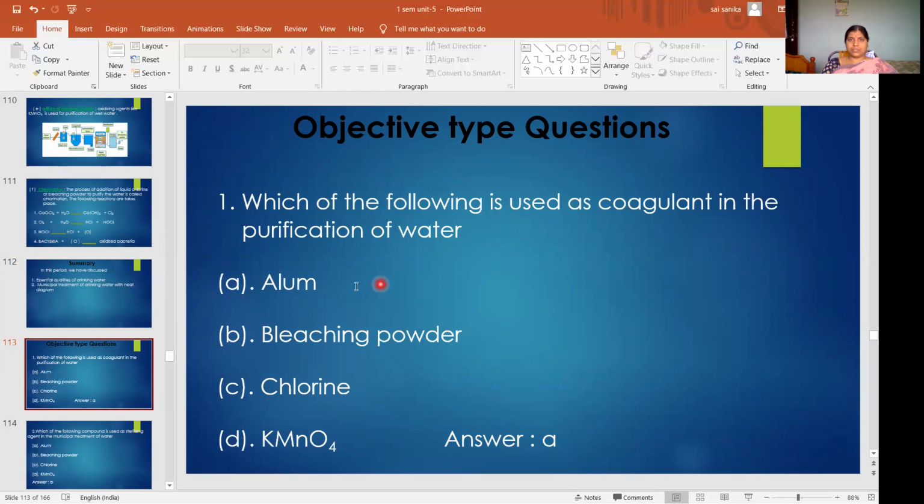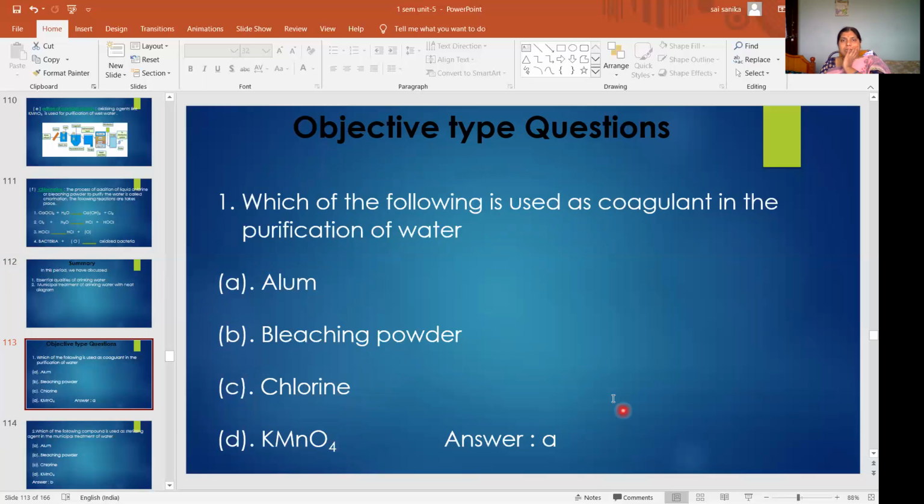So direct questions. The first one: which of the following is used as coagulant in the purification of water? In coagulation we studied now: A alum, B bleaching powder, C chlorine and D camphor. So these three are used for what? For sterilization. Okay, this bleaching powder for sterilization, chlorine for sterilization, camphor. So which one is the coagulant? Alum.